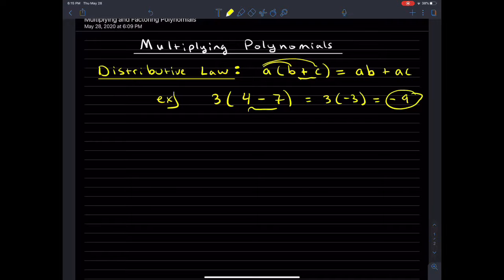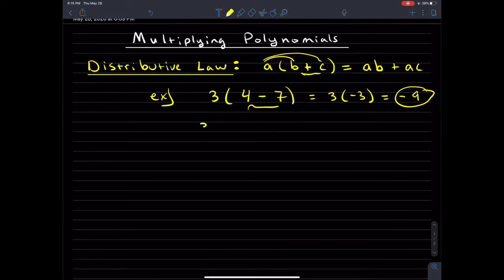So the distributive law that I just showed you says I can also distribute that 3 and get the same answer. So 3 times 4 is 12, and then 3 times a minus 7, and it has to be adding or subtracting the next term, is minus 21. And then what's 12 minus 21? Take the difference because the different signs, it's negative. The difference is negative 9. So we get the same thing.